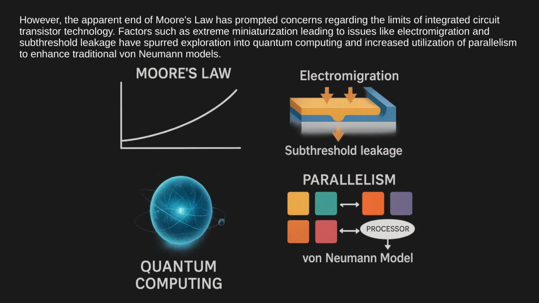However, the apparent end of Moore's law has prompted concerns regarding the limits of integrated circuit transistor technology. Factors such as extreme miniaturization, leading to issues like electromigration and subthreshold leakage, have spurred exploration into quantum computing and increased utilization of parallelism to enhance traditional von Neumann models.